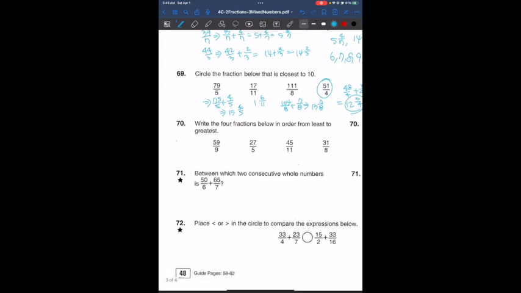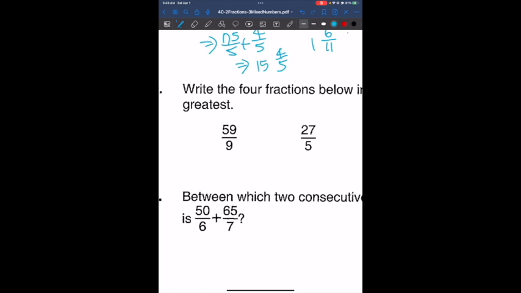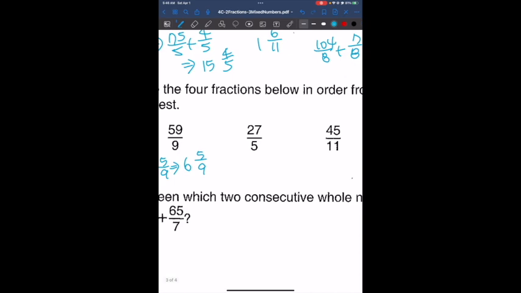Now it says write the 4 fractions below in order from least to greatest. Now 59/9 is basically 54/9 plus 5/9. So that's going to be 6 5/9. 27/5 can be written as 25/5 plus 2/5. So that's going to be 5 2/5.